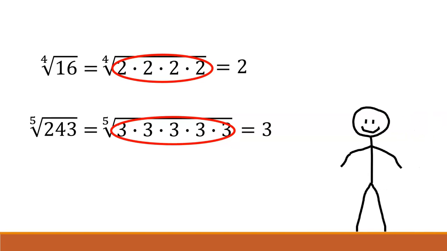Now we've kept things pretty simple so far. All of the numbers that we've been finding these roots for are perfect powers. If we're looking for a fourth root, we've seen that we have a perfect fourth power underneath the radical. If we're looking for a fifth root, we have a perfect fifth power. That won't always be the case. So let's see what we do when we don't have a perfect power underneath the radical sign.